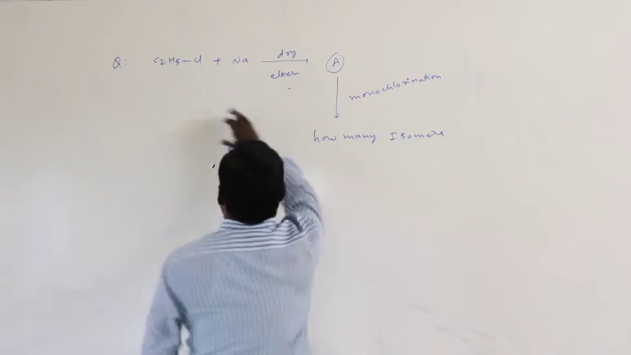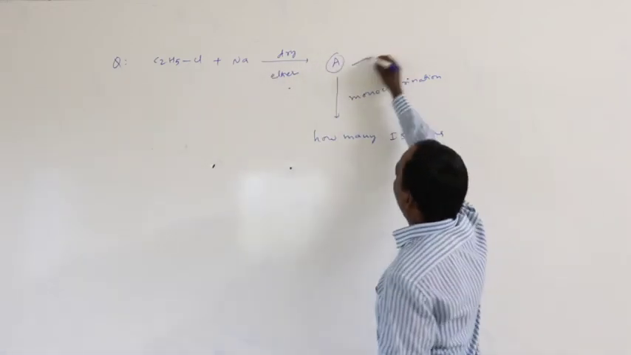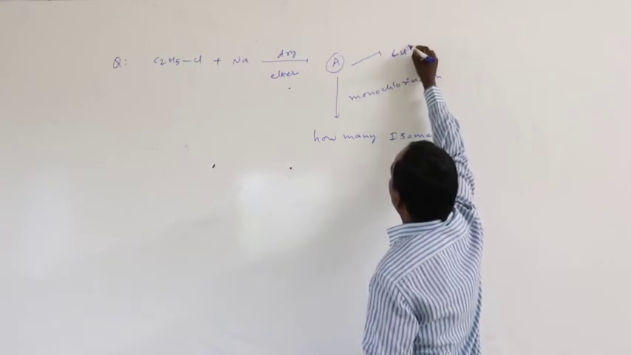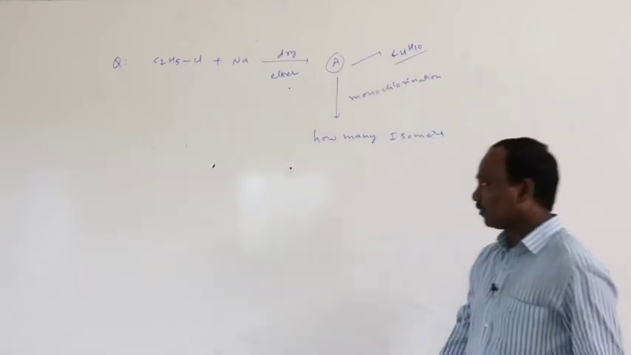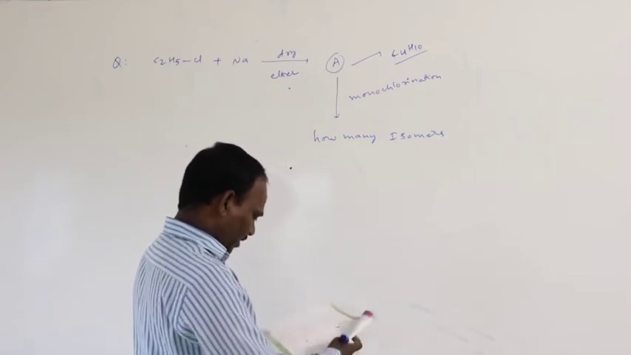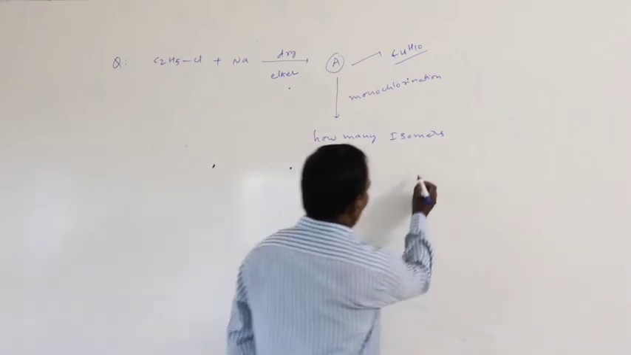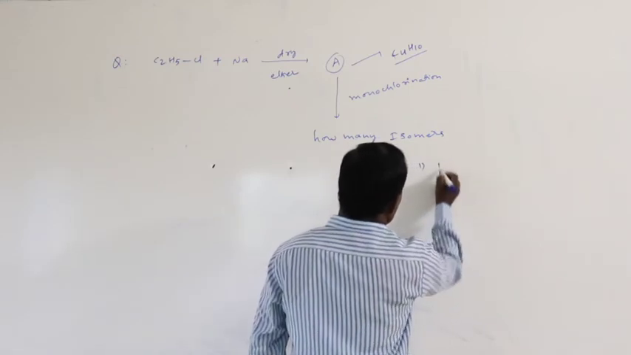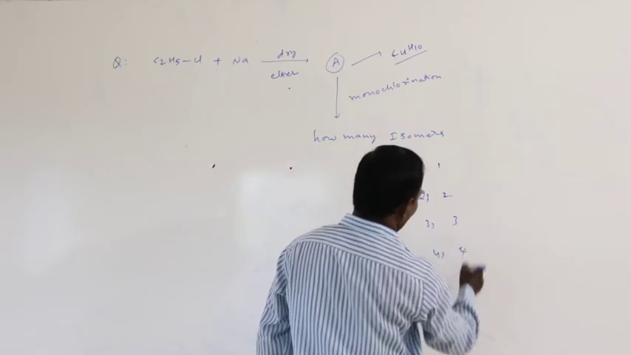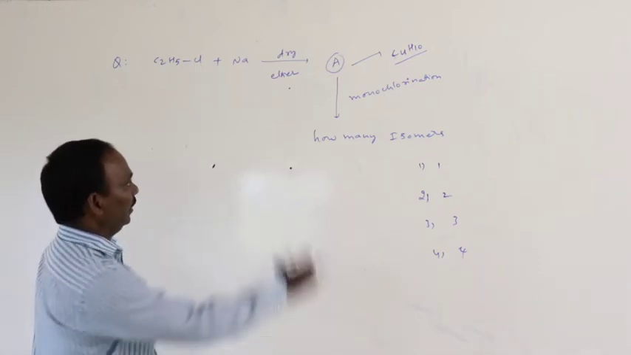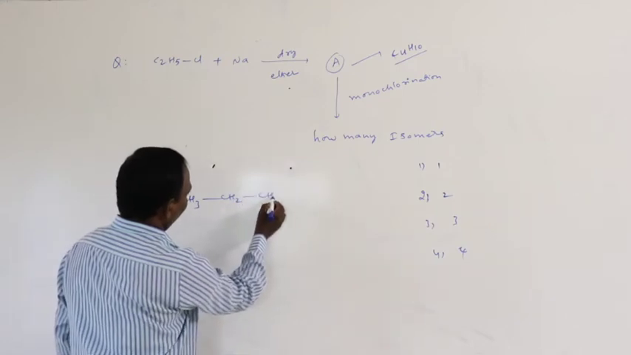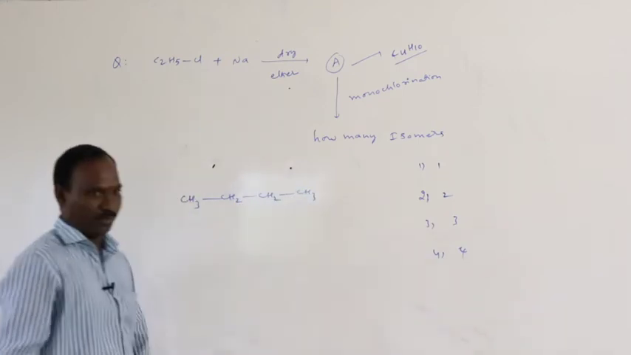So already you know, in the Wurtz reaction, compound A is butane, C4H10. Here the compound formed in this reaction is C4H10, butane. So how many isomers are obtained? Options are given: 1, 2, 3, 4. So compound A is butane, CH3CH2CH2CH3.